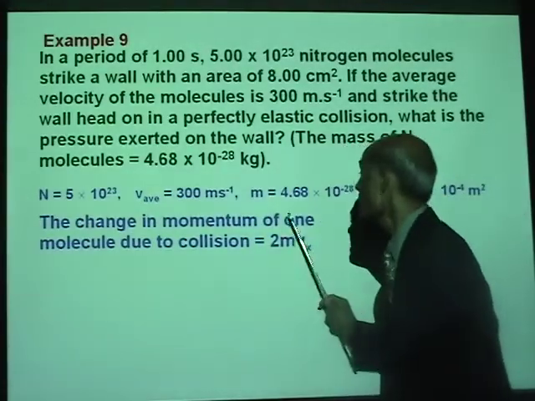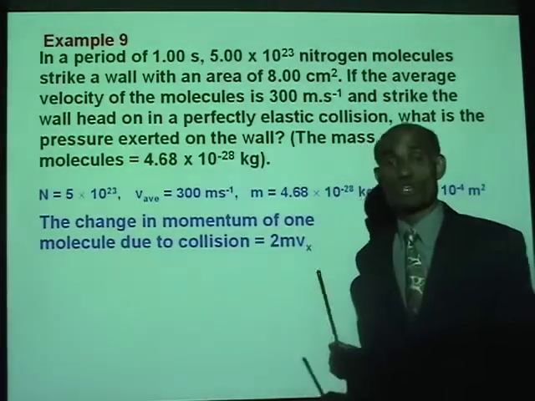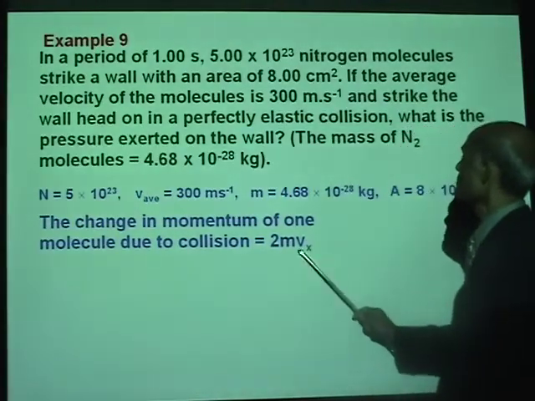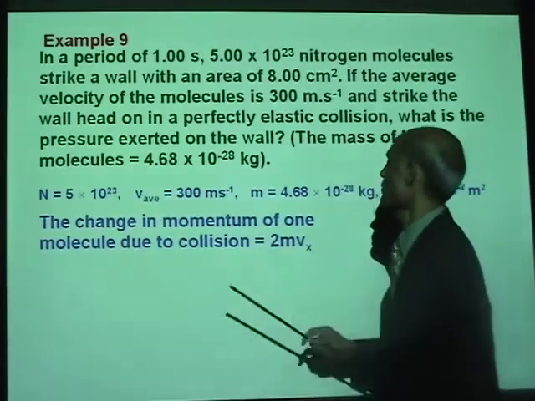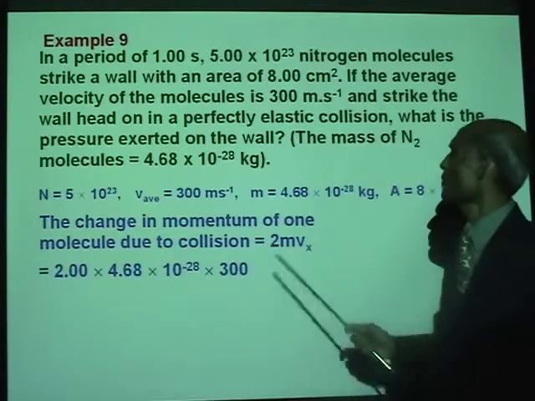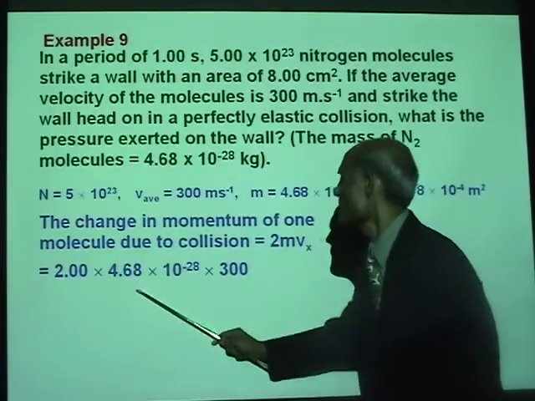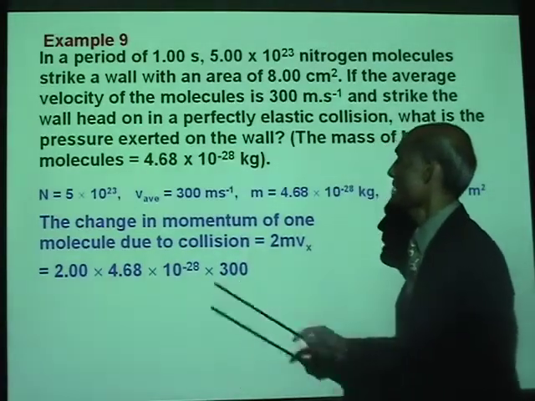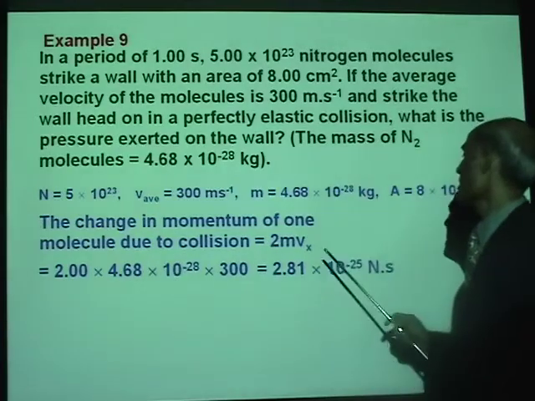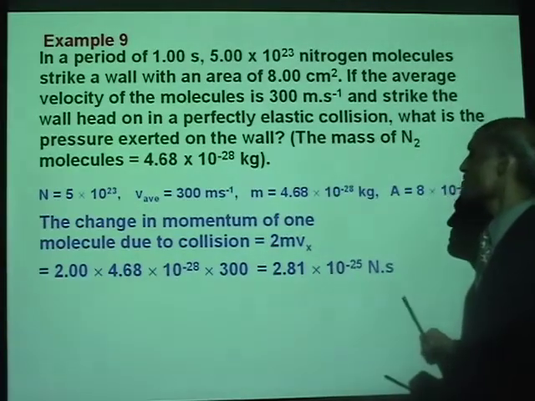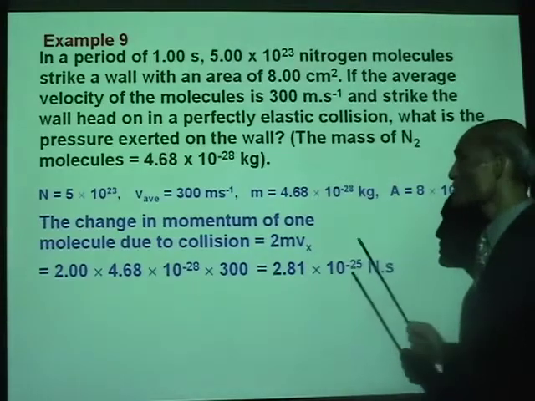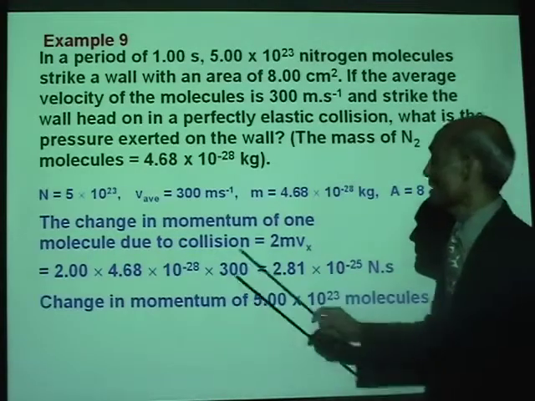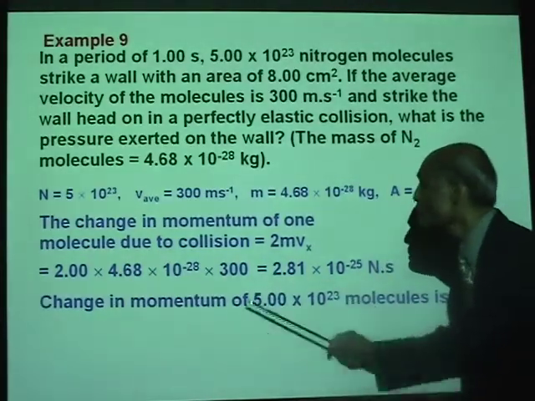Now the change in momentum of one molecule due to collision, anybody remembers? It'll be 2mvx. We know this vx stands for this average velocity. We know m, therefore that will be 2 times m times vx. I haven't put the units there, but that will be 2.81 times 10 to the negative 25 Newton second change in momentum.